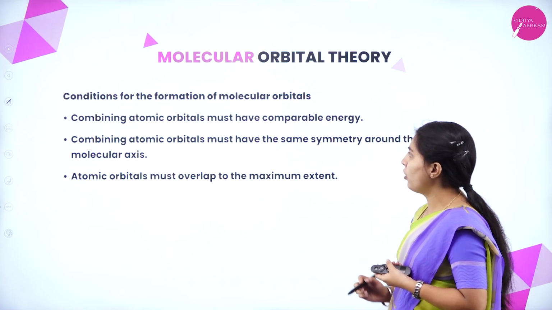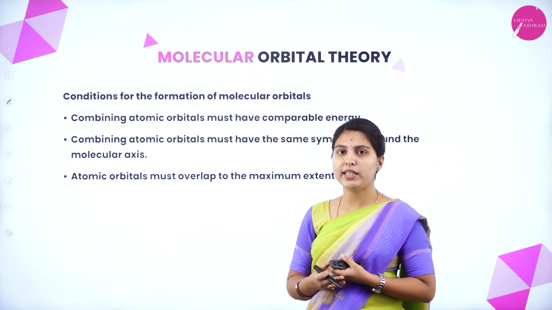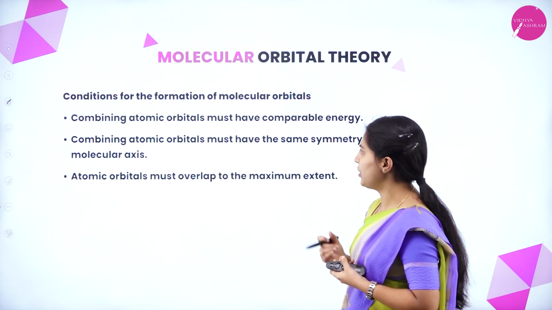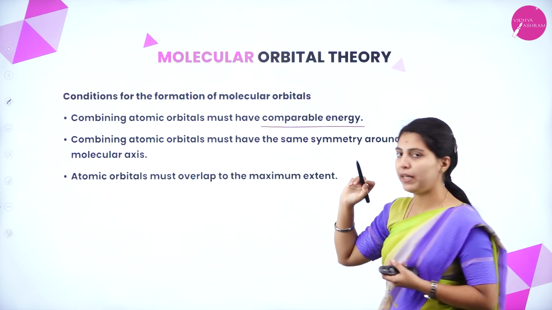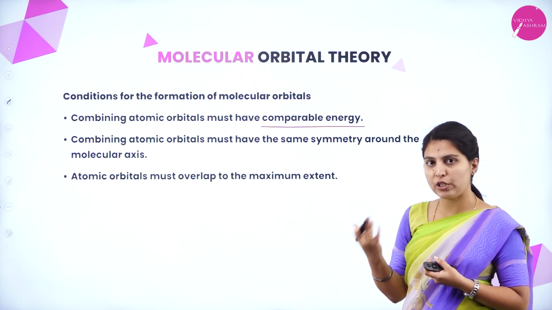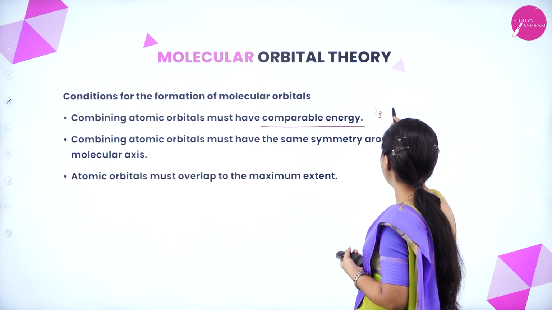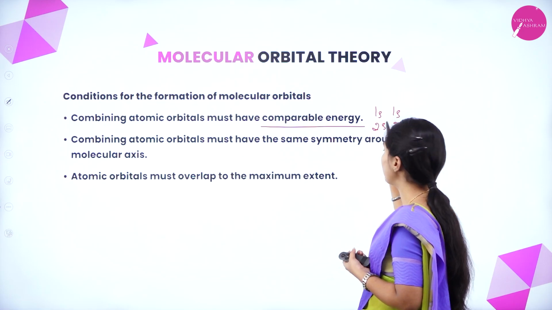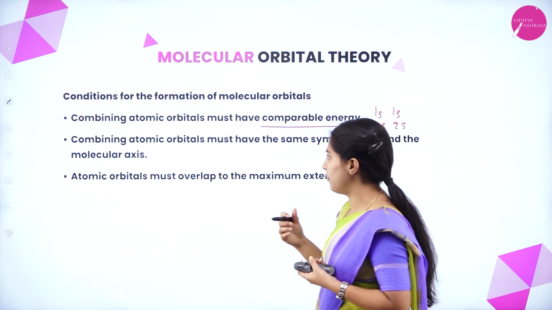Next one. What are the conditions for the formation of molecular orbitals? To form molecular orbitals from atomic orbitals, certain conditions should be present. What are those? Combining atomic orbitals must have comparable energy. Simply, any atomic orbitals will not form molecular orbitals. It should be 1s and 1s, 2s and 2s, like this only it will form. Comparable energy will be present, but not very much.